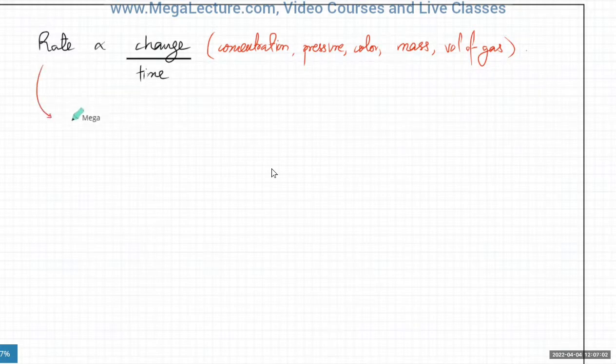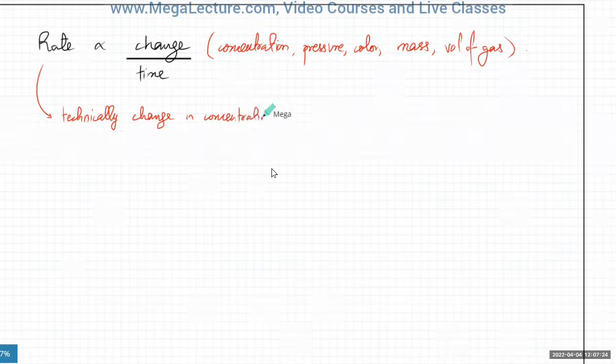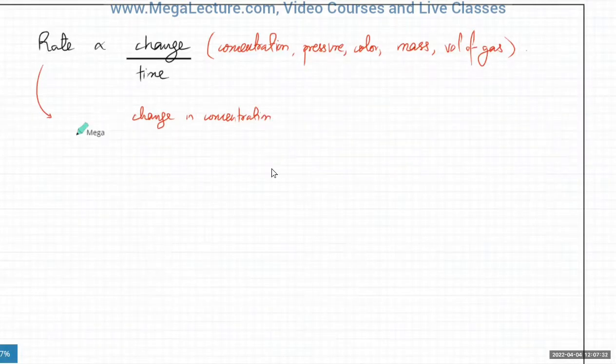Technically, change in concentration is used often, but not always. It could be a change in mass, grams per second. How much is the mass changing? So normally it's change in concentration with respect to time.